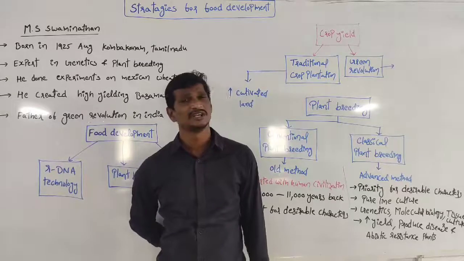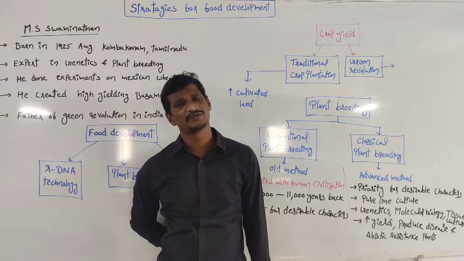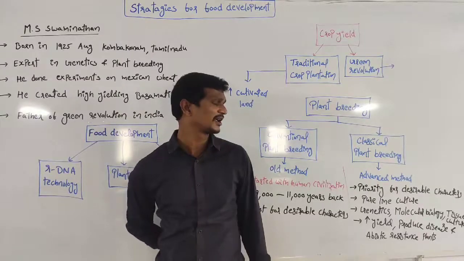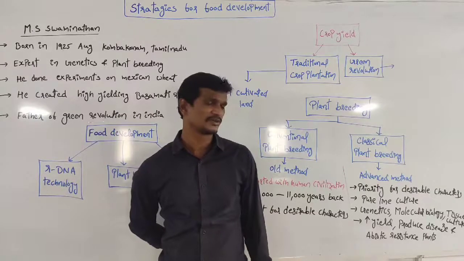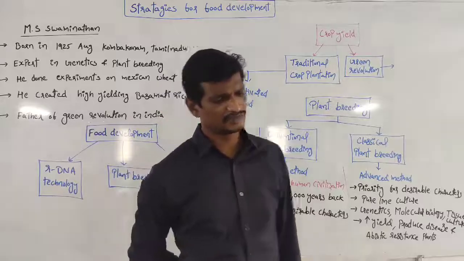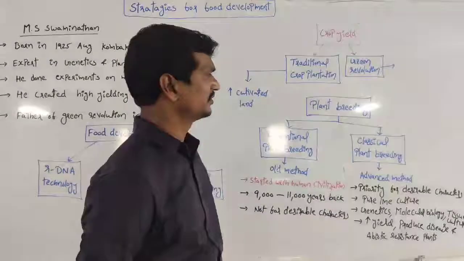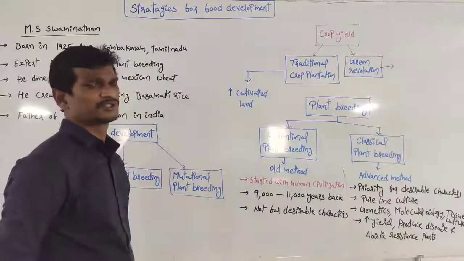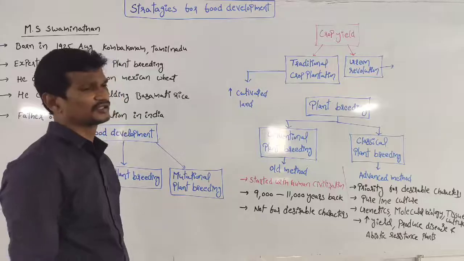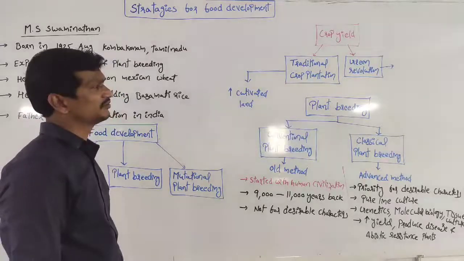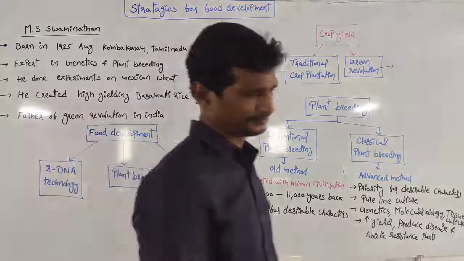That is about the types of plant breeding process. One is conventional plant breeding, the other is classical plant breeding. And all of you remember, the next topic we will discuss is the steps in the plant breeding process.